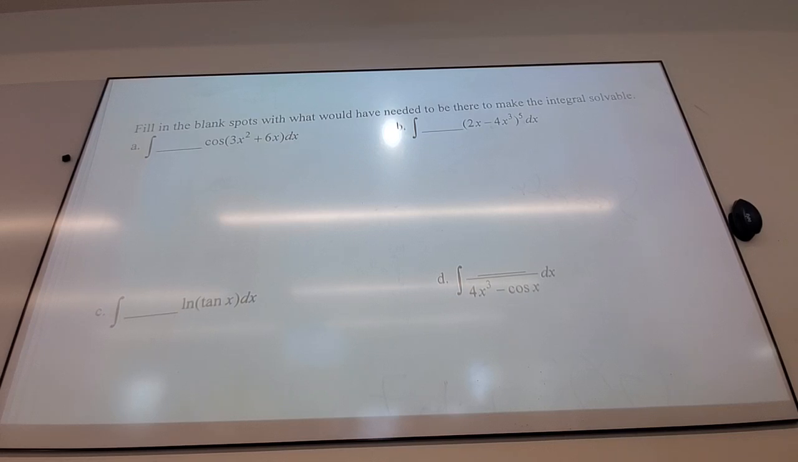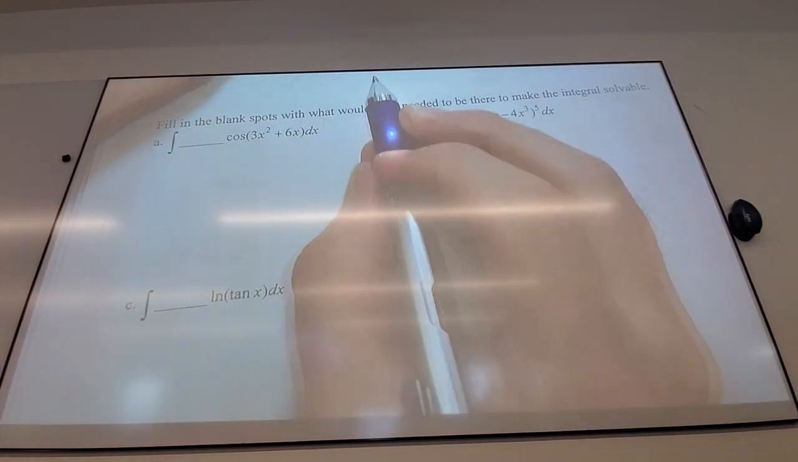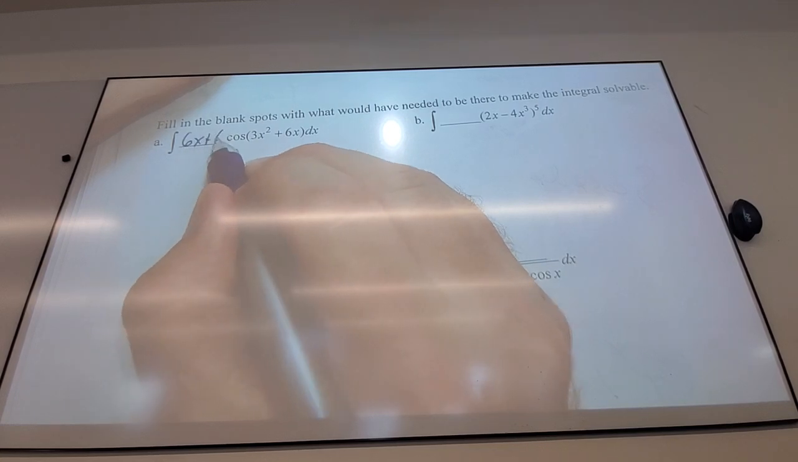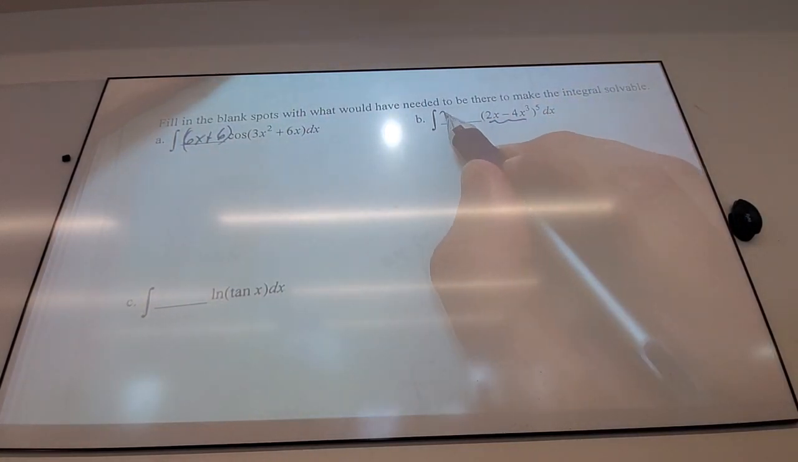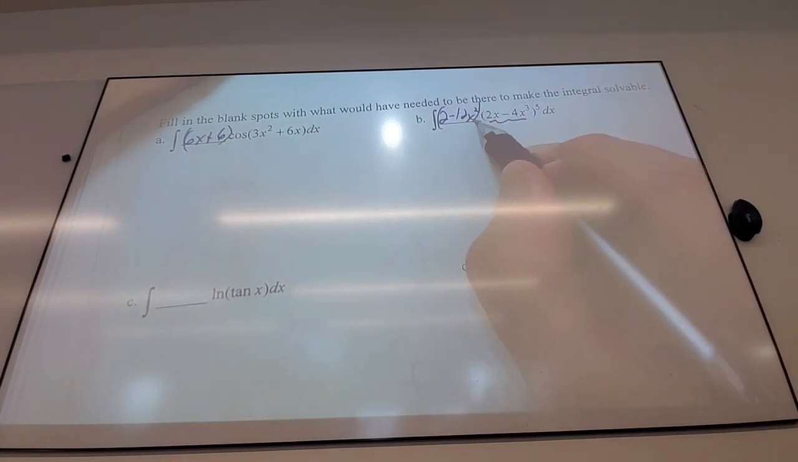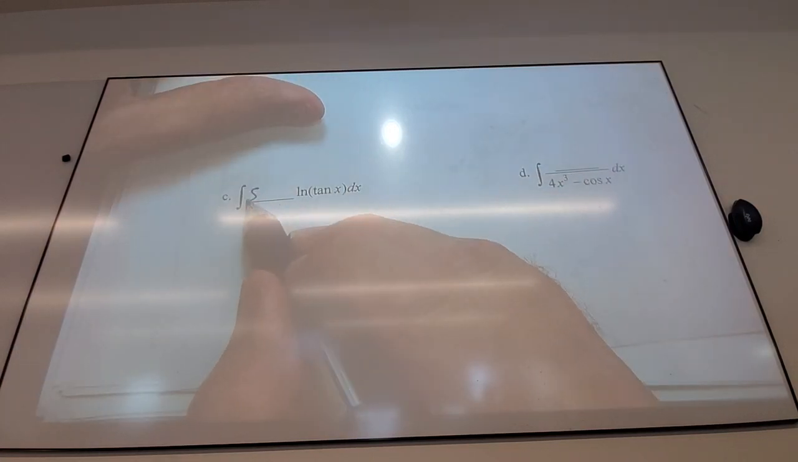All right, guys. This is a you get it or you don't situation. So what would have to be here? 6x plus 6. Yes. What about here? 2 minus 12x, yeah, 2 minus 12x squared. It's just the derivative of the inside, yes? So that would be the chain rule piece, yes? What about here? Secant squared.